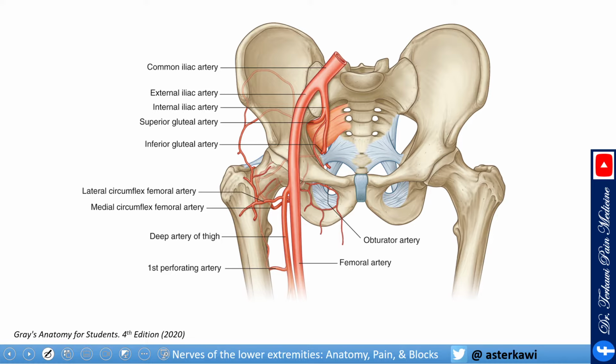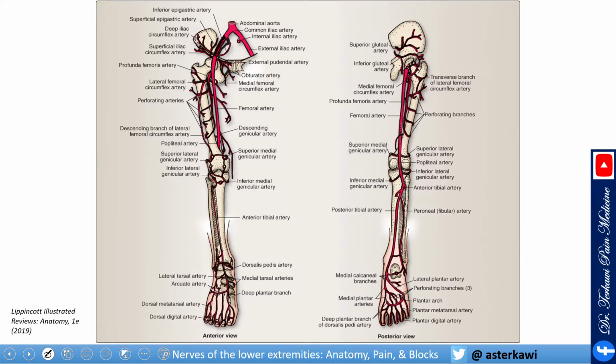Now, here you have the blood supply for the lower extremity. As you see, it's coming from the common iliac artery, which gives two major branches, the internal iliac and the external iliac. As you notice, the internal iliac goes to the pelvis, and the external iliac goes to the lower extremity as the femoral artery. And the femoral artery gives a few branches here that are important to know.